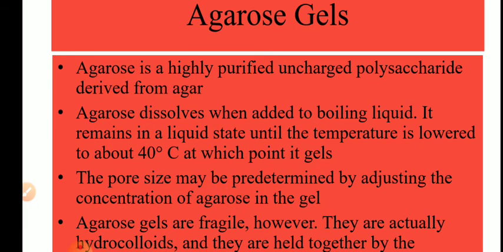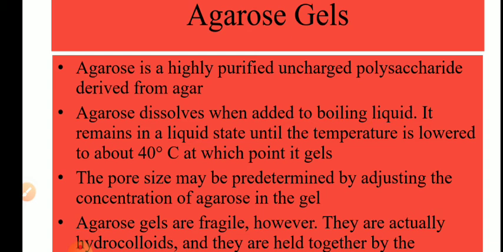Now, what is agarose gel? Agarose is a highly purified, uncharged polysaccharide derived from agar. All of you know we have prepared nutrient medium so many times, and so all of us know what agar powder is. But agarose is the purified form of agar. Agar is actually made up of agarose and agaropectin.